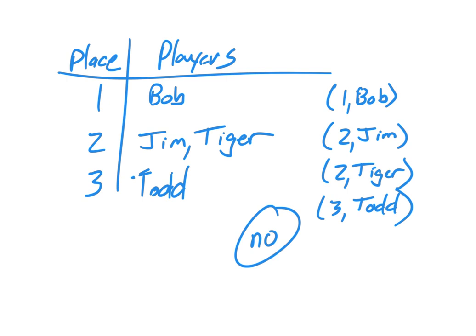But the way I like to do it, and I think it helps, is to think of it as ordered pairs. 2 went to Jim, 2 went to Tiger. So obviously that 2 repeats. So that makes that not a function.